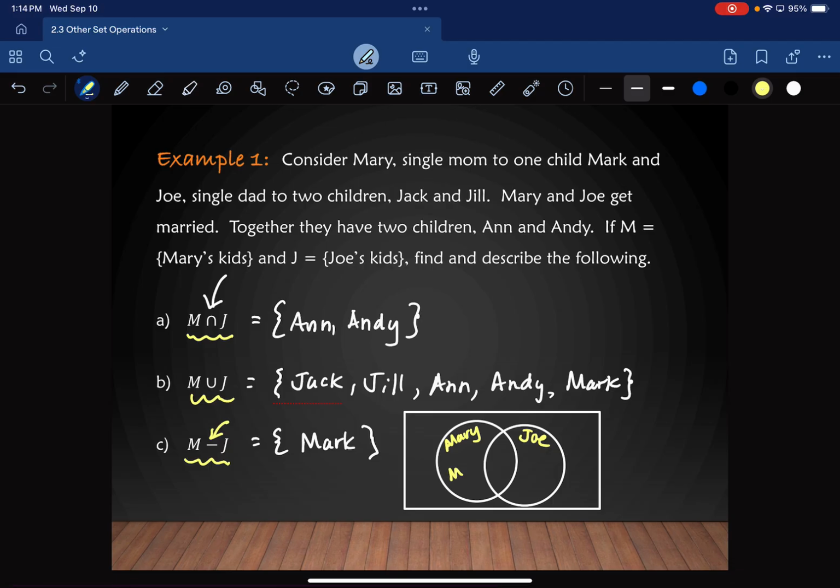Mary brings into the marriage Mark, not Mac. Let's try again. Mark, and Joe brings in, is it Jack and Jill? Jack and Jill, and then combined together they have Anne and Andy. Right? So Anne and Andy are the ones that they have together. Mark came in with Mary. Jack and Jill came in with Joe. This would be the picture perspective of where each of those children sort of resided. Okay, is that all right?